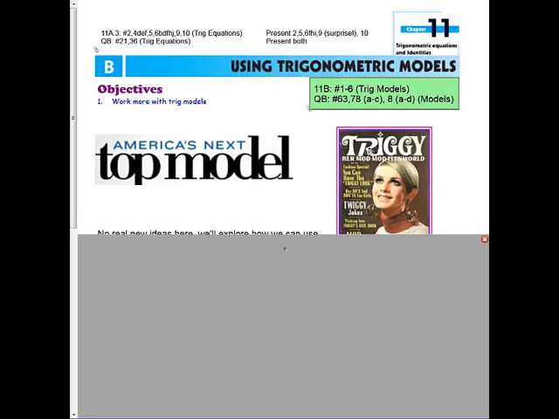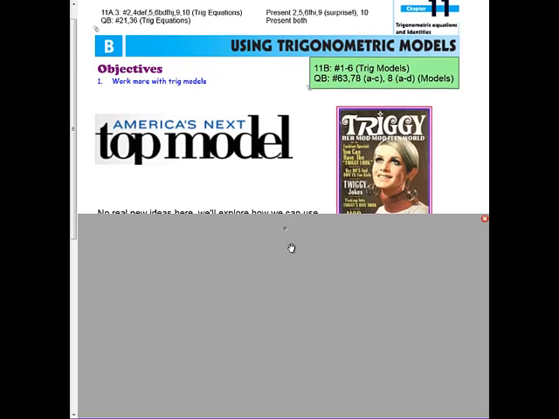This model is actually named Twiggy. Twiggy was a very famous model back in my day. She was known for being so thin. She brought attention to anorexia, I think, actually. So a little bit of social math connection there. Add that to your TOK.